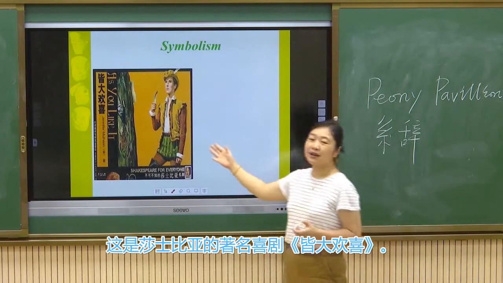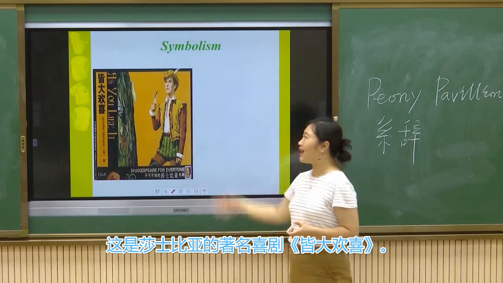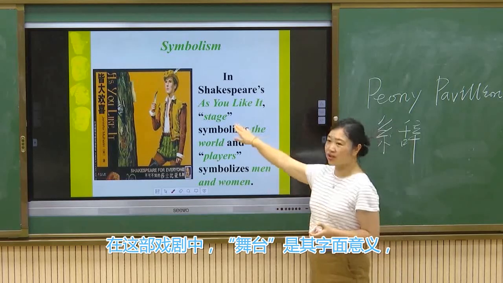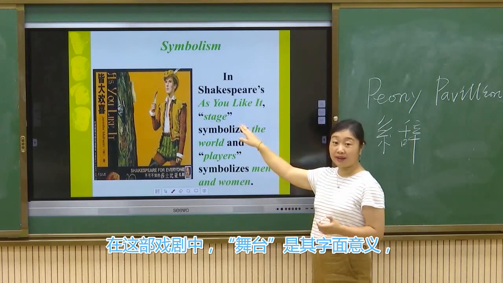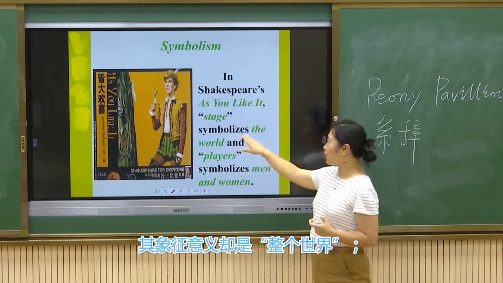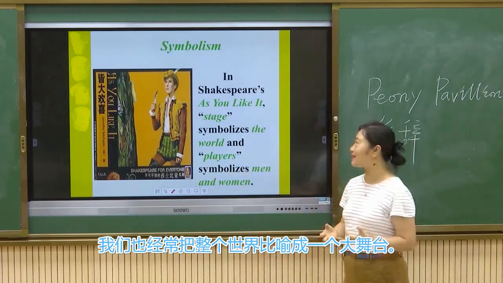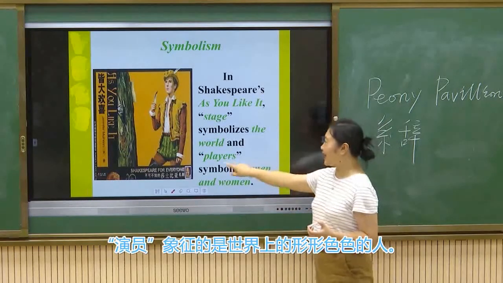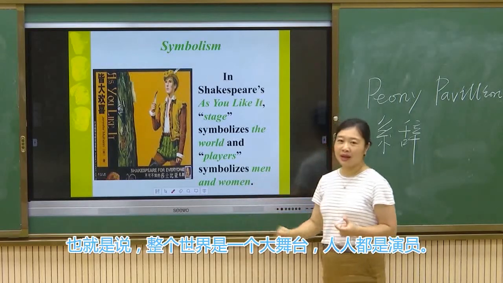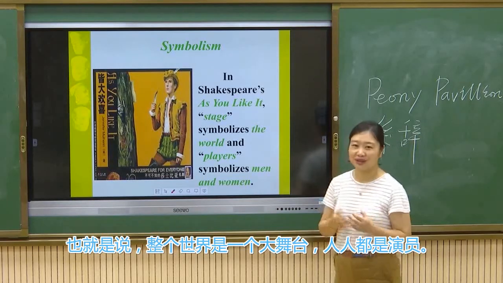And this is Shakespeare's famous comedy, yes, As You Like It. In this play, stage, its literal meaning is 舞台. Yes, while in this play, stage symbolizes the world. Yes, we often compare the whole world to a big stage. And the players symbolize men and women. So that means in this world, everyone is an actor, an actress.